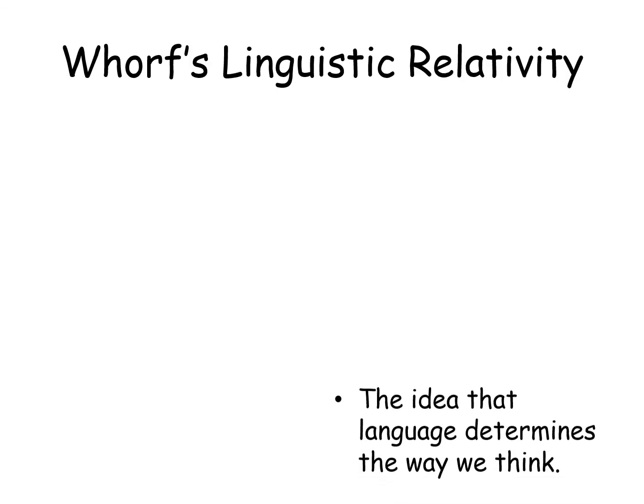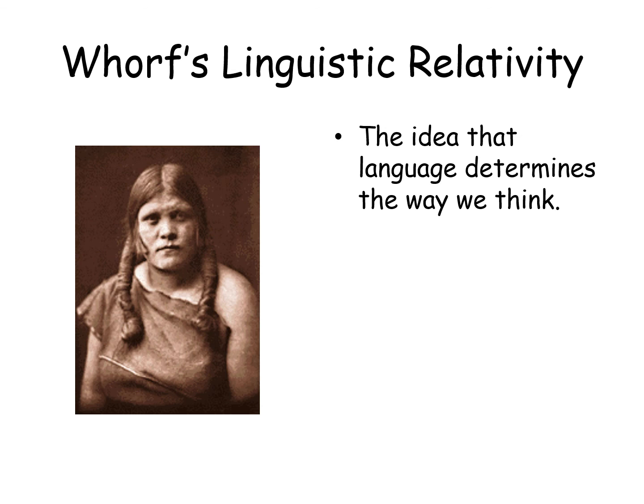Finally, we have Whorf's linguistic relativity. Love this theory. This one's super weird. So basically, Whorf's linguistic relativity says this: language determines the way that you think about things. Okay, neat. So what does that mean? What Whorf did was he went out to the Pacific Islands, and he ran into a tribe known as the Hopi tribe.